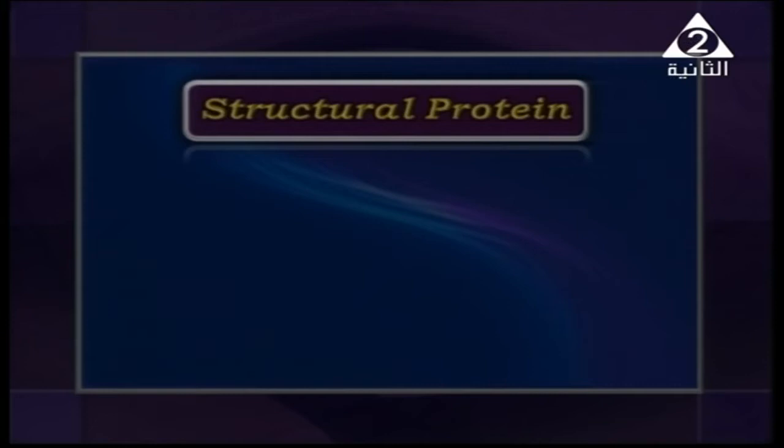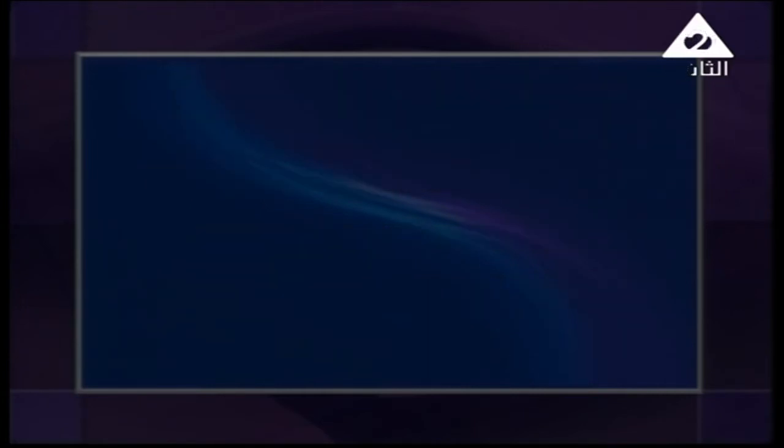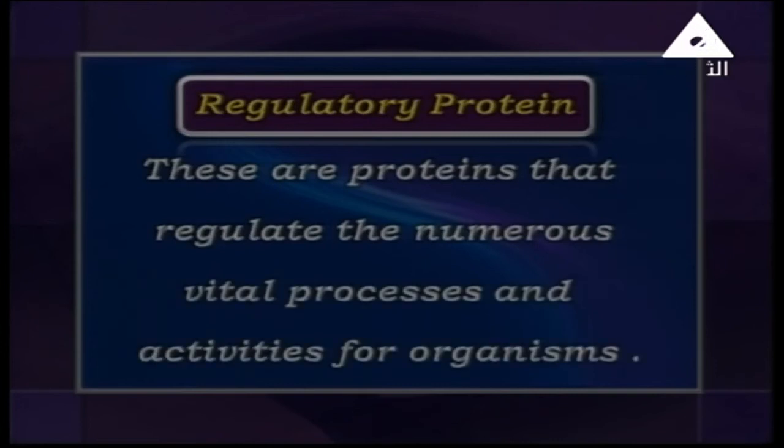Protein is divided into two main groups. Number one, structural protein. These are proteins that constitute building materials in living organisms, which helps in the building of living organisms' tissues. Number two, regulatory protein. These are proteins that regulate the numerous vital processes and activities for organisms.